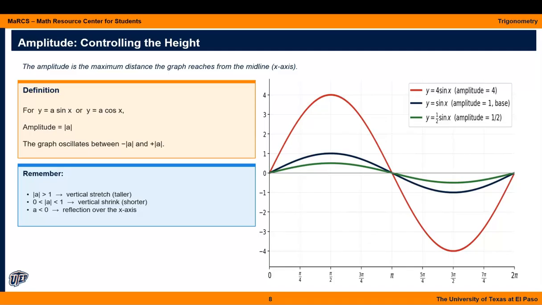Now let's talk about amplitude. Amplitude tells us how tall the graph is, how far it moves above and below the midline. It is simply the absolute value of A. If the absolute value of A is greater than 1, the graph stretches vertically. If the absolute value of A is less than 1, the graph shrinks. And if A is negative, the graph reflects across the x-axis.